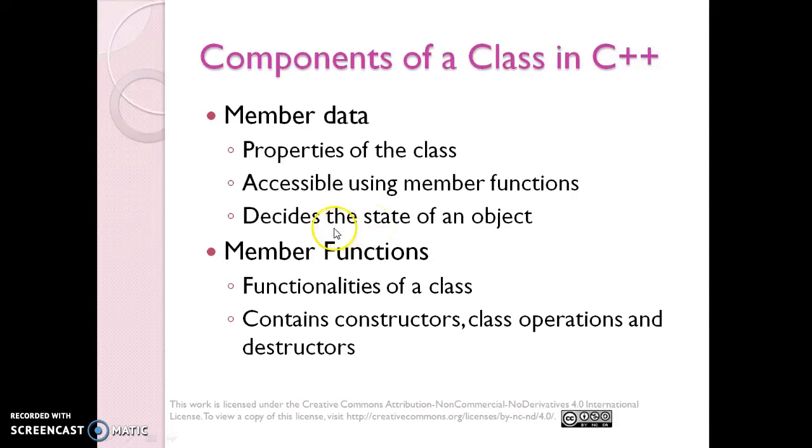For example, if you have a class called student, the student class will contain member data such as register number, name, the marks of the students and all similar member data. The member functions are the functionalities of the class, and they contain constructors, class operations and destructors. As far as a student class is concerned, the functionalities may be get student details, display student details, calculate average, calculate grade. Likewise, you will have a list of functionalities.